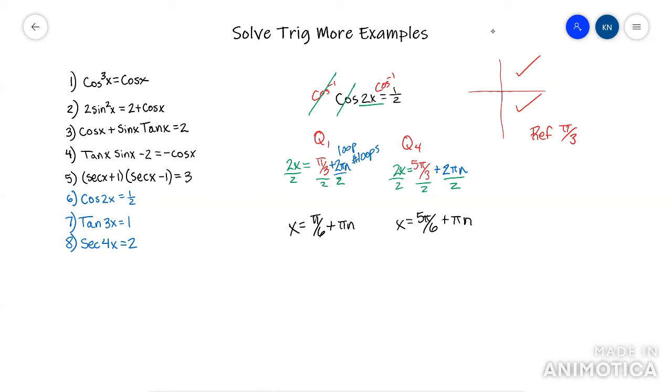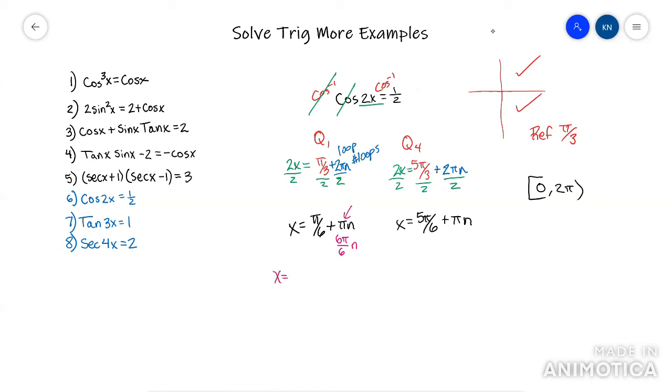So if your teacher's not looking for specific answers, this is technically correct. But they're probably looking for every single answer between 0 and 2 pi. So you have to list them all out. So what you need to realize is when you add pi in, you're really adding like 6 pi over 6 in. All right, so here's what it would look like.